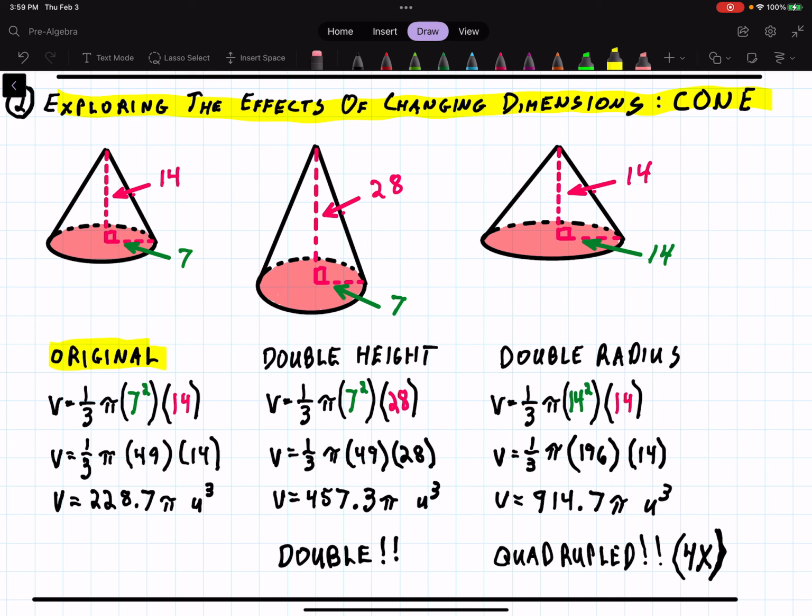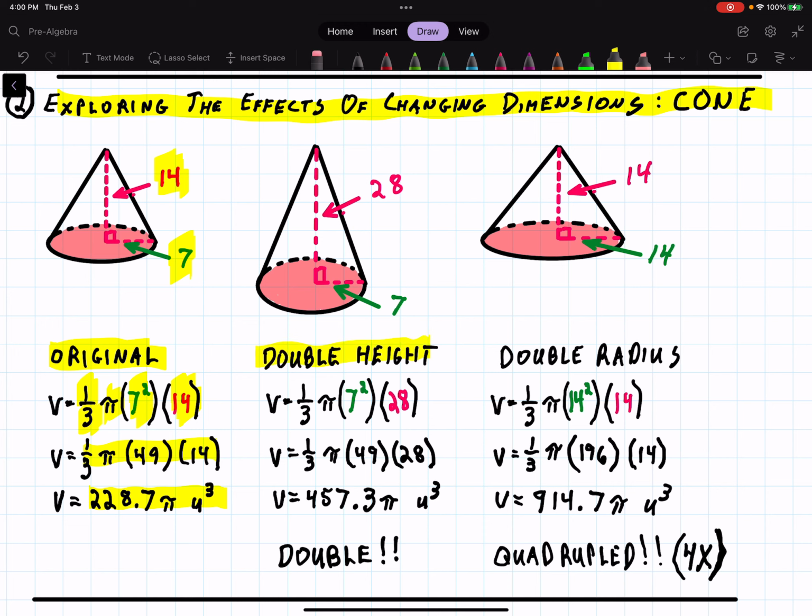So we're going to do 3 problems here. We're going to have our original cone, which has a radius of 7 and a height of 14. So we give it 7 squared, pi times 7 squared is our area of our base, times the height of our cone, 14, all times 1/3. So we end up with 1/3 pi times 49 times 14, and that ends up with 228.7 pi units cubed.